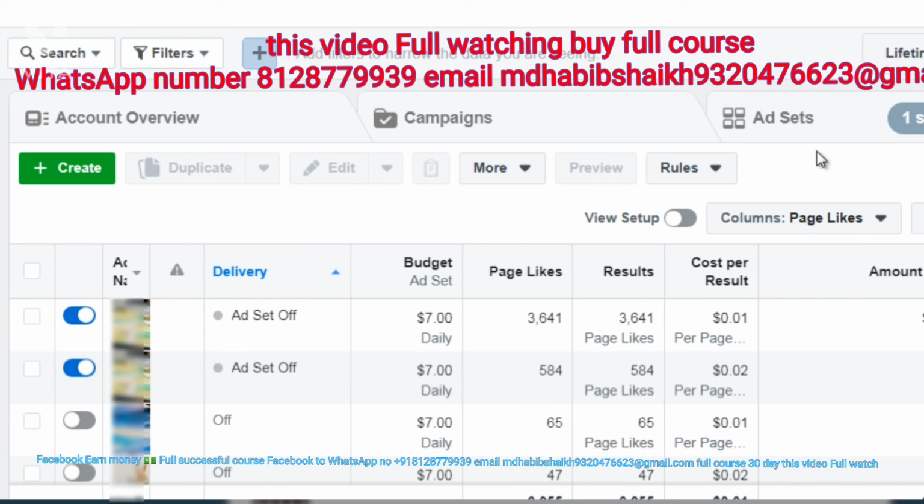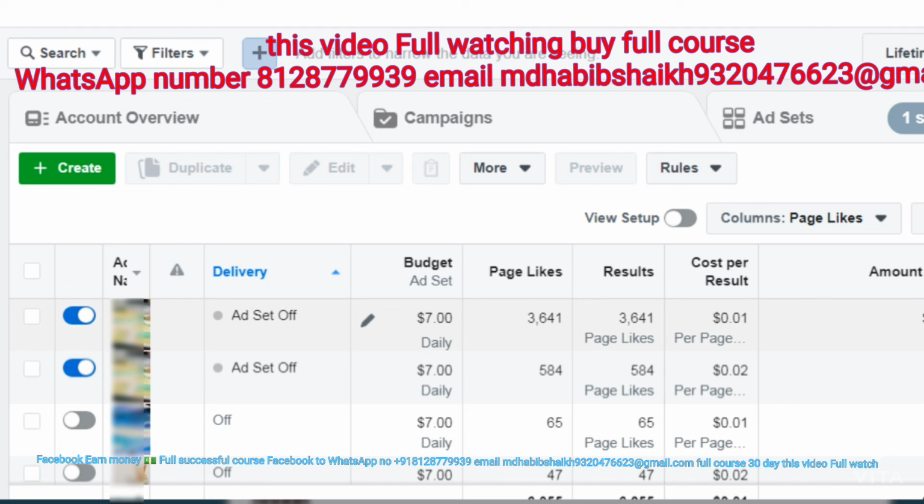Okay, so what I just showed you previously, those were the ad sets. And the ad sets allow you to target a specific country, a specific demographic. Now, right below that, you have the ad level. And these are ads or images, content, headlines, and all of that. So as you can see here, this allows me to test different images, what resonates and what doesn't. And this image right here, I put a $7 daily budget. It got 3,641 page likes for a penny each.